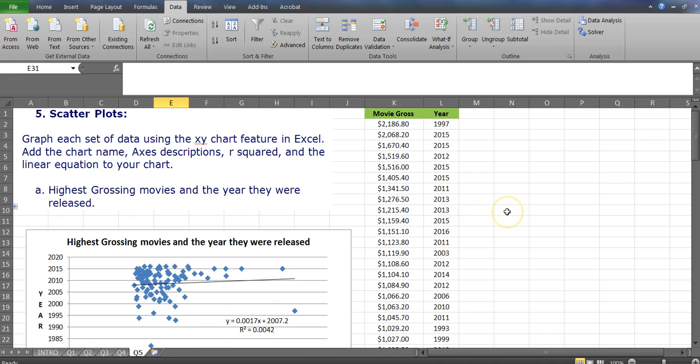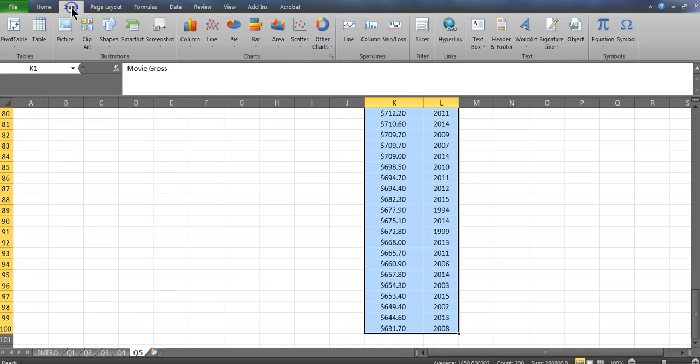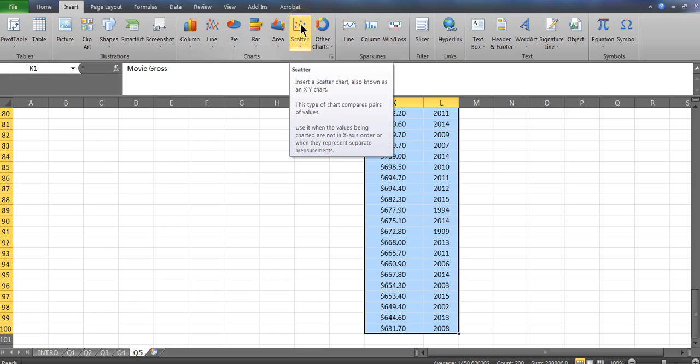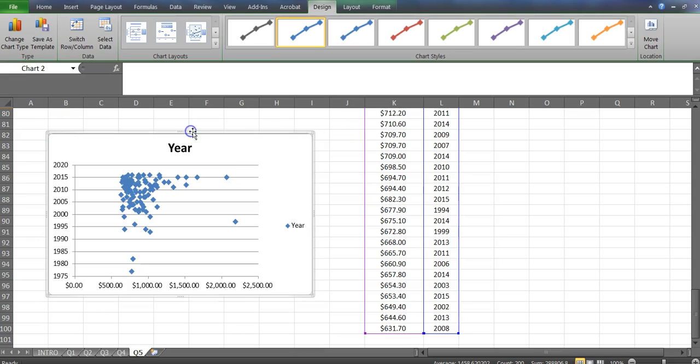Okay, question 5, the 3 scatter plots. I don't know why these problems are in here, but they are. And this first example, problem A, doesn't even make sense. Why these two would be correlated and why you would want to make a scatter plot. But this is the problem, and I'm going to show you how to do it. It's really easy. Okay, you just select the 2 columns of data. Okay, you go to insert and you see the little scatter button up here. Click that, click the first one, and boom, you've got your scatter plot.